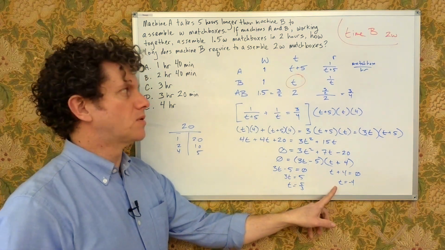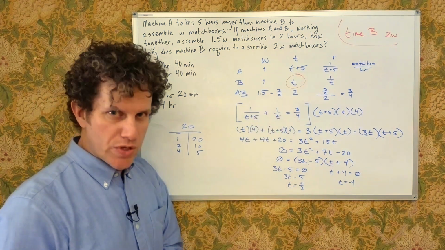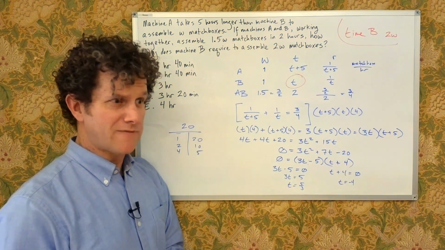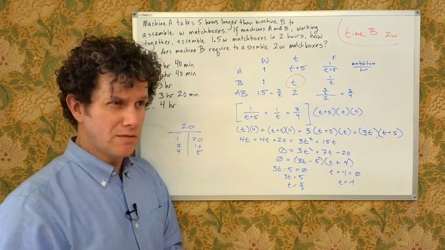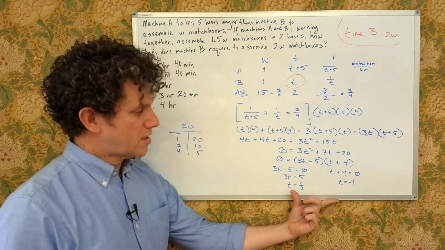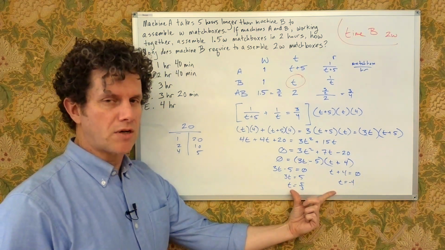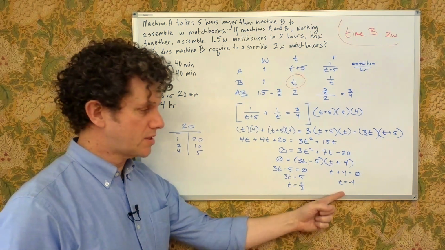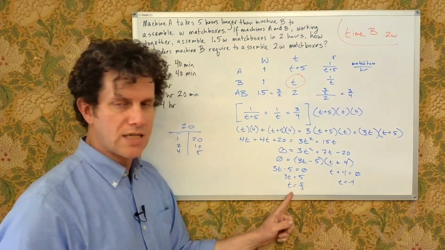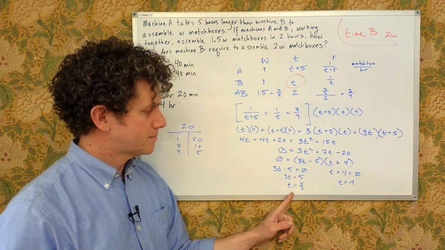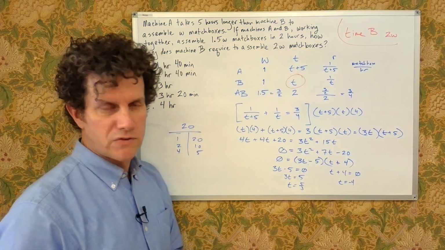It is not possible for machine B to do the job in -4 hours. I don't know what that would even mean. It did the job before it started? I don't know. We can get mathematical results that aren't meaningful in the real world. Of these two possibilities, a negative number doesn't make any sense. This is our real t. T is 5 over 3.